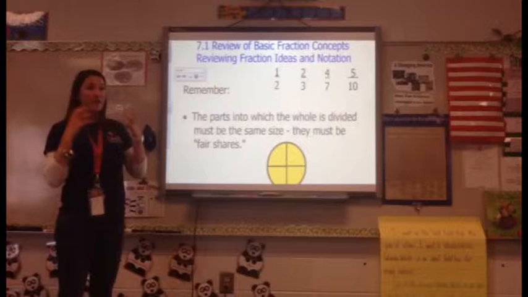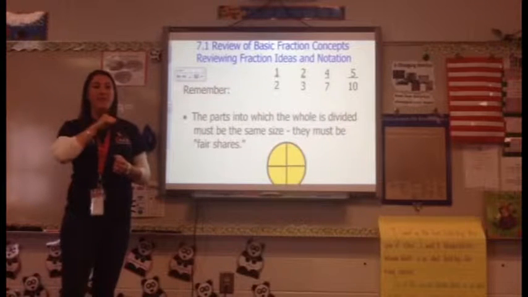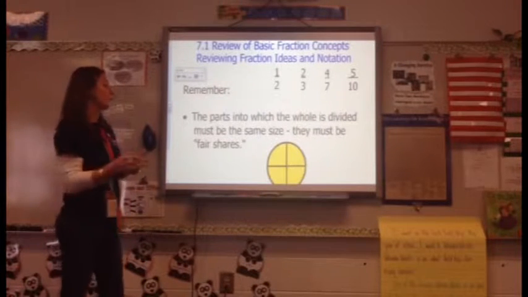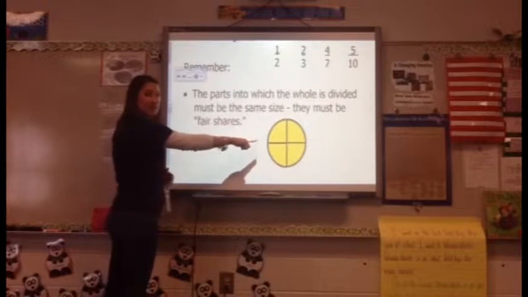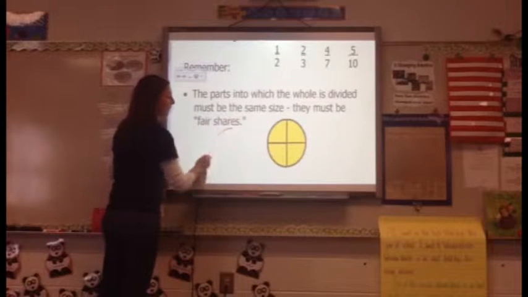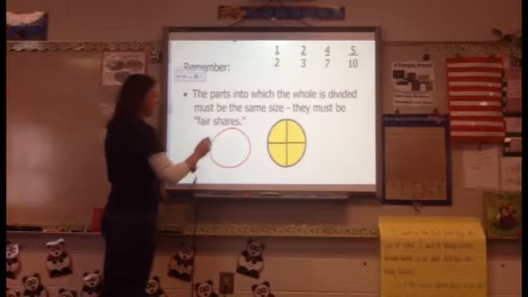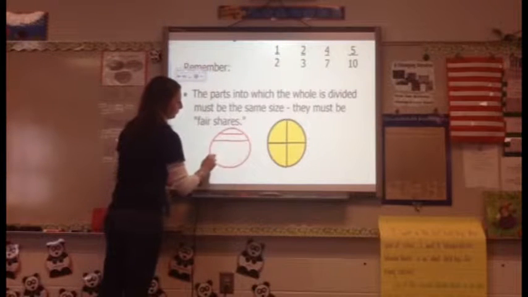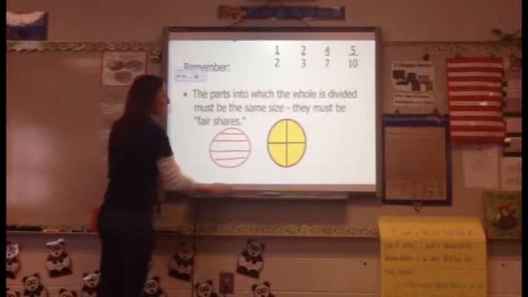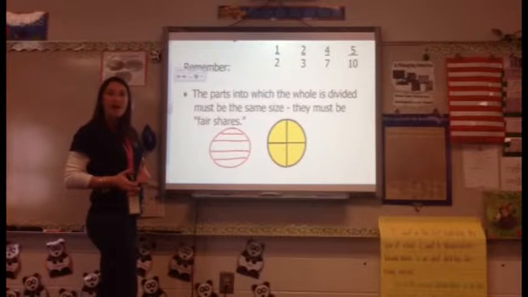Remember, the whole that we're dividing up, we have to divide the pieces into fair shares or equal pieces. Just like this shape here. If we decided to draw the same shape and cut it this way, those pieces are not equal, so that's not a fraction.